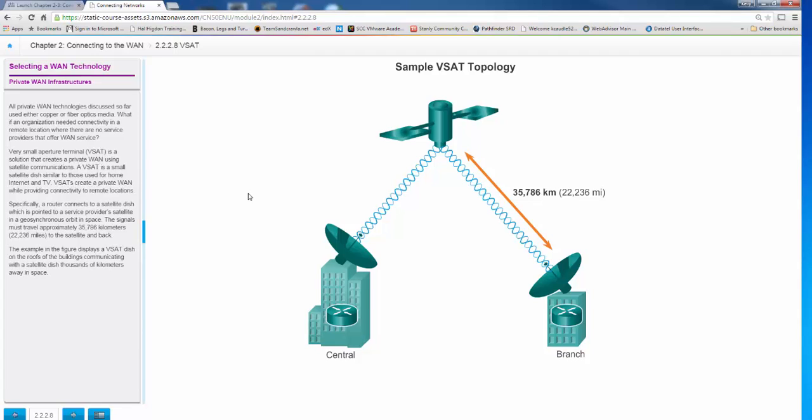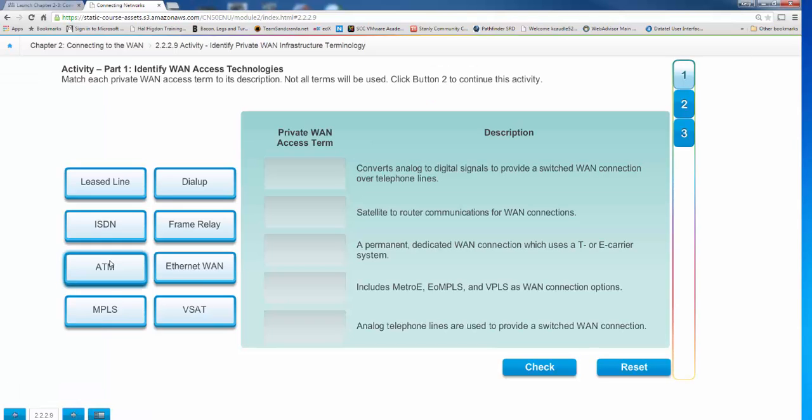VSAT, or very small aperture terminal, creates a private WAN using satellite. Obviously, if you can afford VSAT, you're going to be spending thousands and thousands of dollars. Large military organizations and large governments can support this, and it is used quite a bit by military organizations, especially when they have to deploy networks in the field.